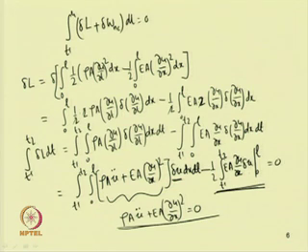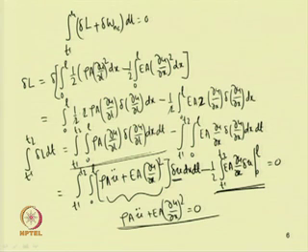That means u will be either 0, or del u by del x will be 0 at either x equal to 0 or L. So, in this way one can derive the equation of motion for the longitudinal vibration of a beam. To be more precise, let us derive this term again.